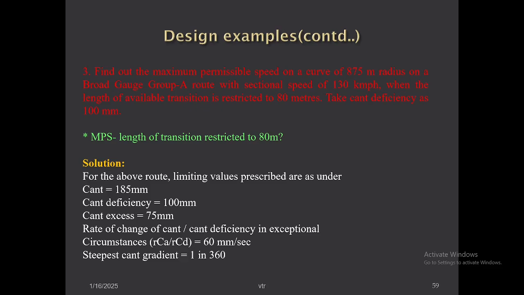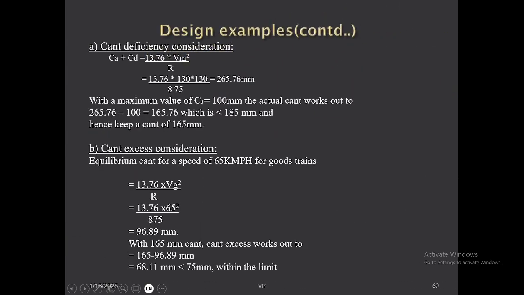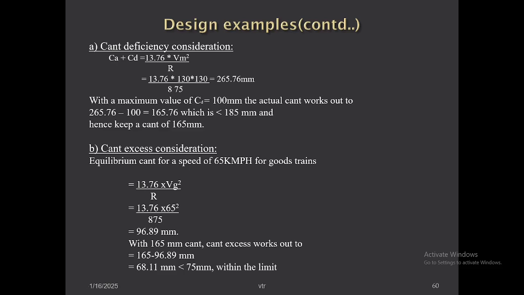In this case, we are taking maximum cant as 185, because on Group A route that is 185 we are taking. The cant deficiency they have given is 100 mm, and the cant excess is of course 75 mm. Then we proceed. First, as we always do, we consider cant deficiency and work out the cant required. That is CA plus CD equal to the equilibrium cant, 265.76 mm.